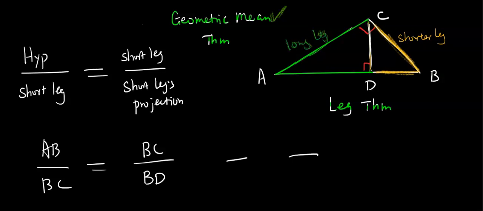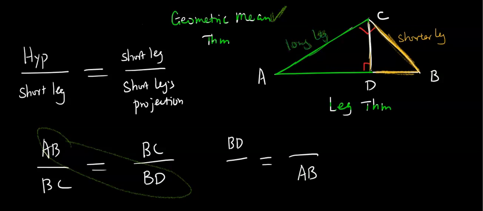All right, we're going to switch the means and we get a new proportion. So we're going to have AB and BD, and BC, BC, you stay. Okay, that is all about these two beautiful rules. Both of them are called geometric mean theorems. One is altitude, one is leg.